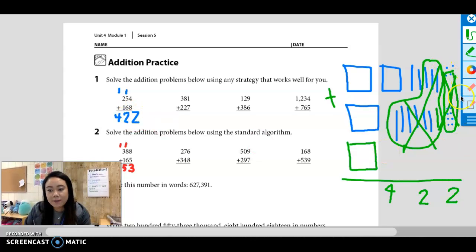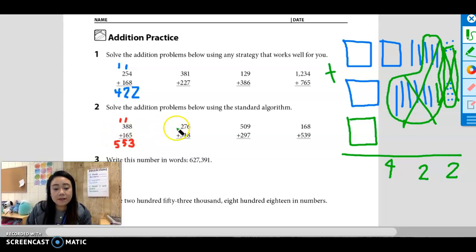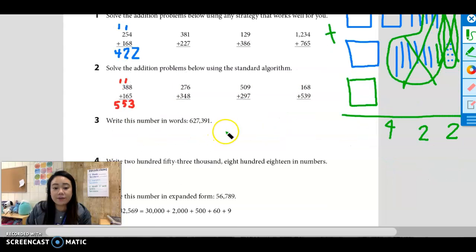And each time that I drew a circle and drew another one over here, that represented these ones up here. So those are the 2 ways that you can solve that. This one here, you just do the standard algorithm.